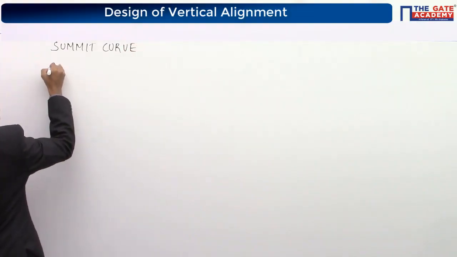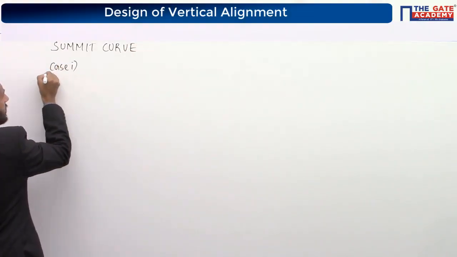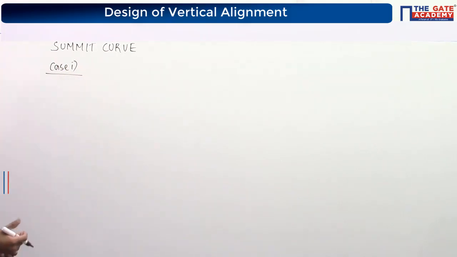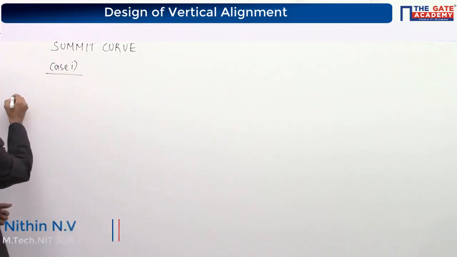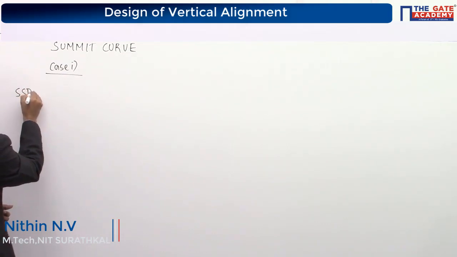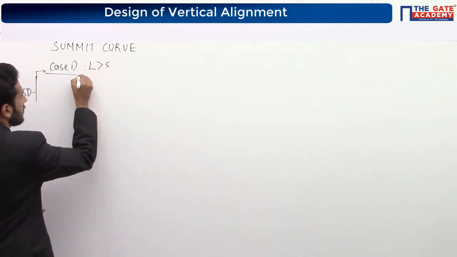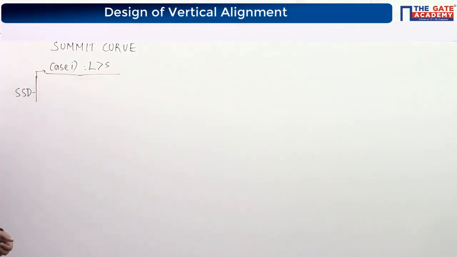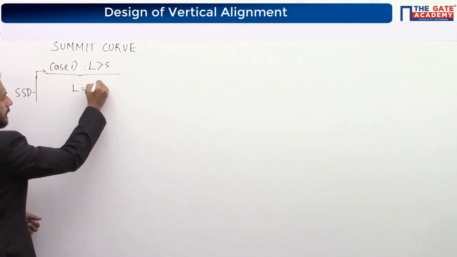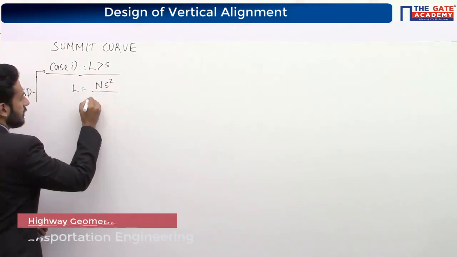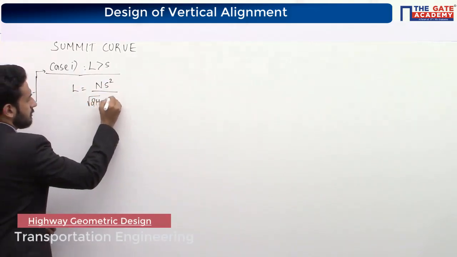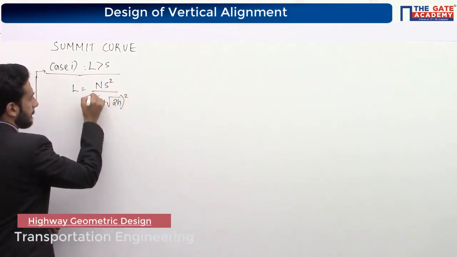Just go through it. We are having two cases. First we will design for stopping sight distance. For stopping sight distance, we are having two cases: L greater than S, and L less than S, right? What is the equation? NS square divided by root 2H plus root 2 small h, the whole square.